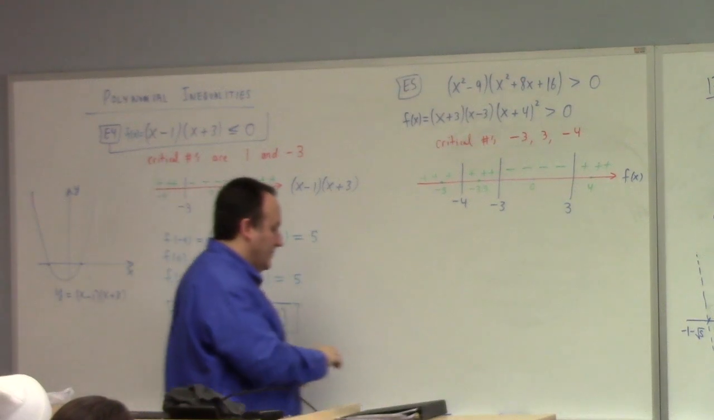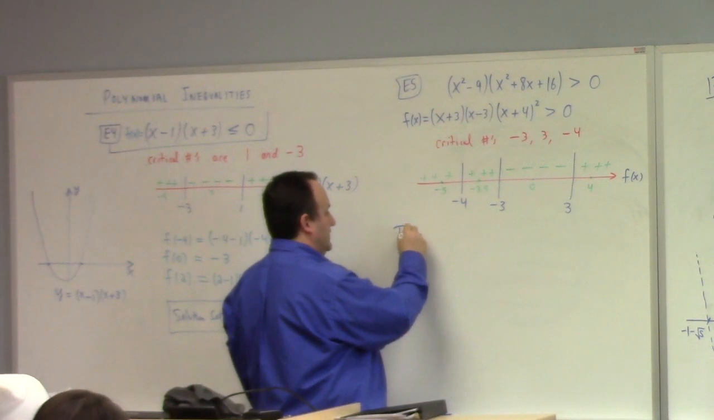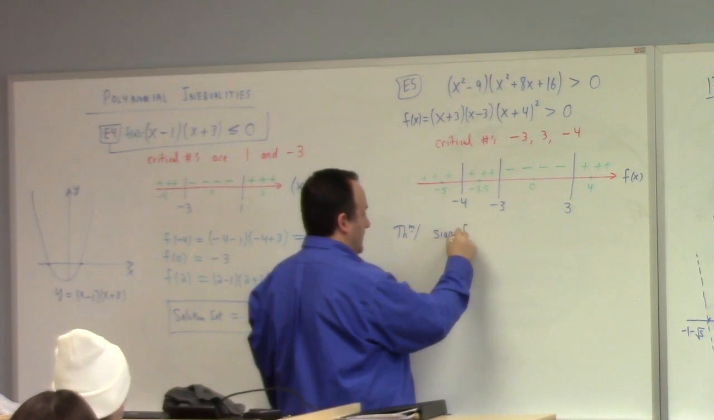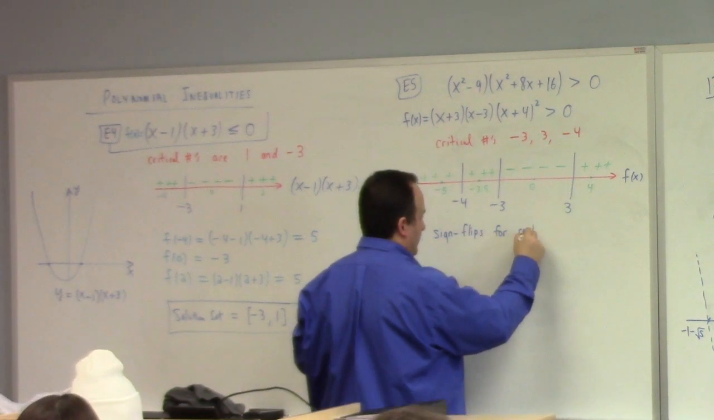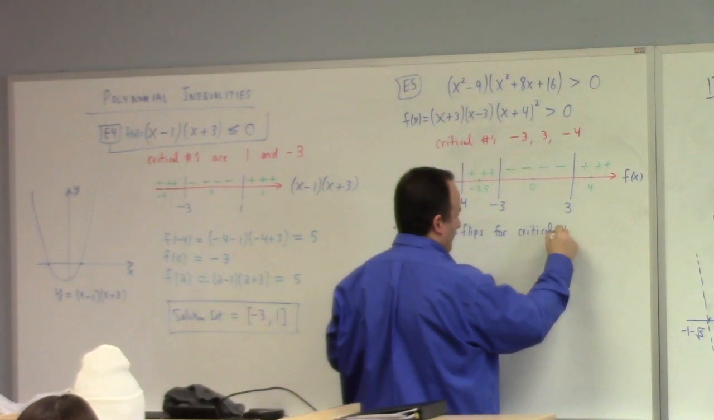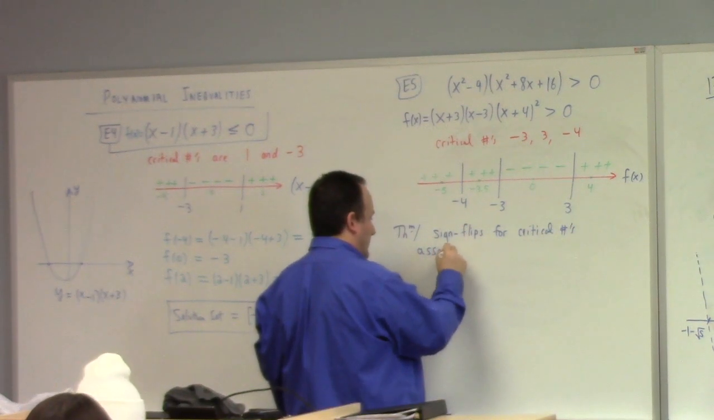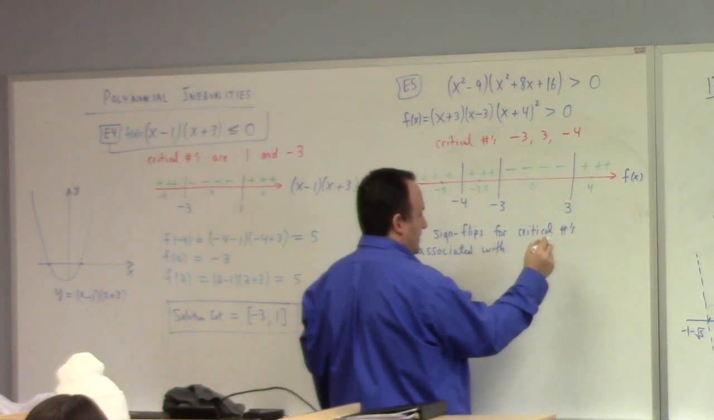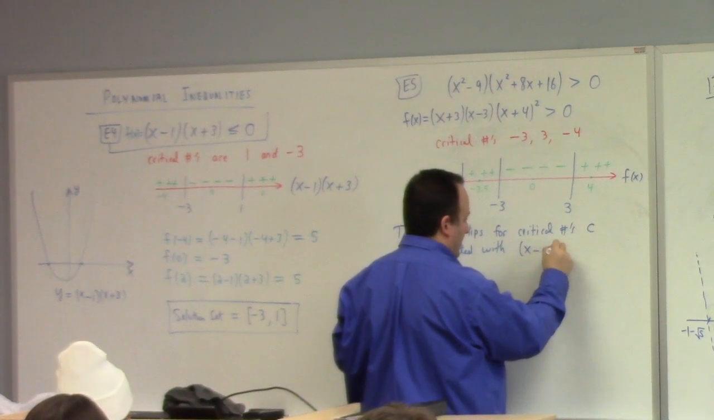So there's a theorem I always mention, and the theorem is this. The sign flips for critical numbers associated with, let's say, c, x minus c to an odd power.